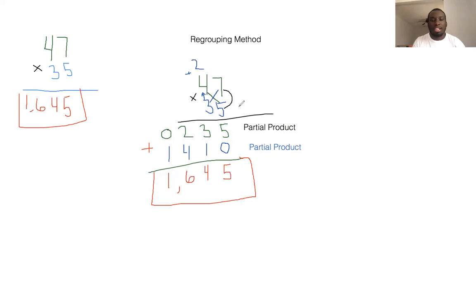I'm going to start again by multiplying in my ones place. My 5, I'm going to multiply that to 7, and I'm going to multiply that to the 4. I put my 5 down because I know that 7 times 5 equals 35. I carry my 3, and the 3 was over here.